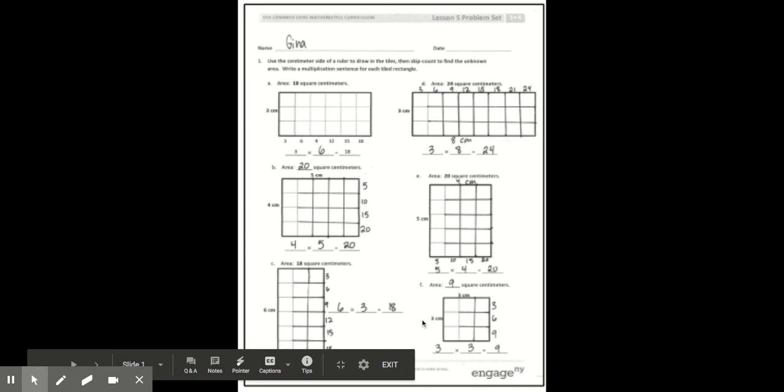On part F, we know that one side is 3, the other side is 3. So we know 3 times 3 because we know both side lengths. So we need to find the area. So 3 times 3 is 9. And you could get that by counting by threes. 3, 6, 9. You could count all the square tiles. 1, 2, 3, 4, 5, 6, 7, 8, 9. Or if you know 3 times 3 is 9.